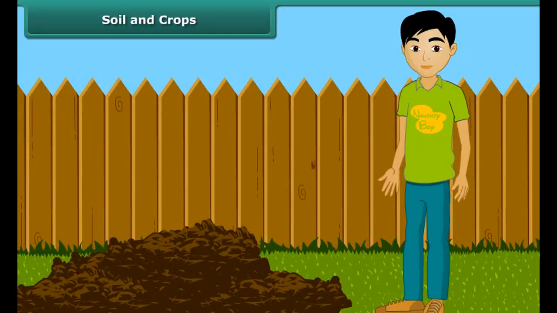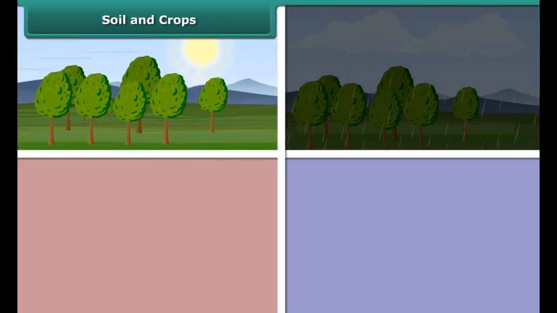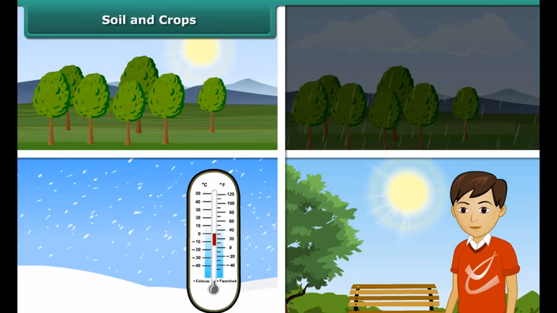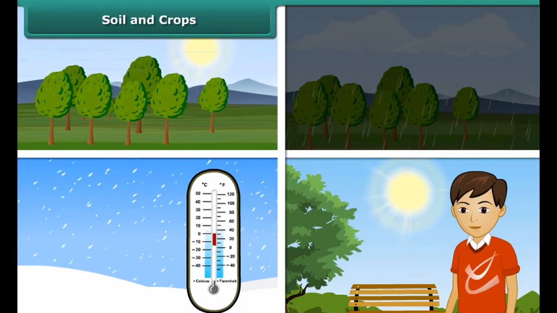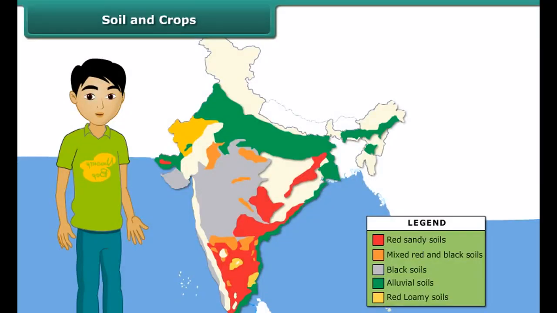Soil and crops. Soil profile is affected by wind, rainfall, temperature, light and humidity. These factors determine the type of vegetation grown in that region. India is a vast country. Different types of soils are found here. Let's see type of vegetation grown on these soils.